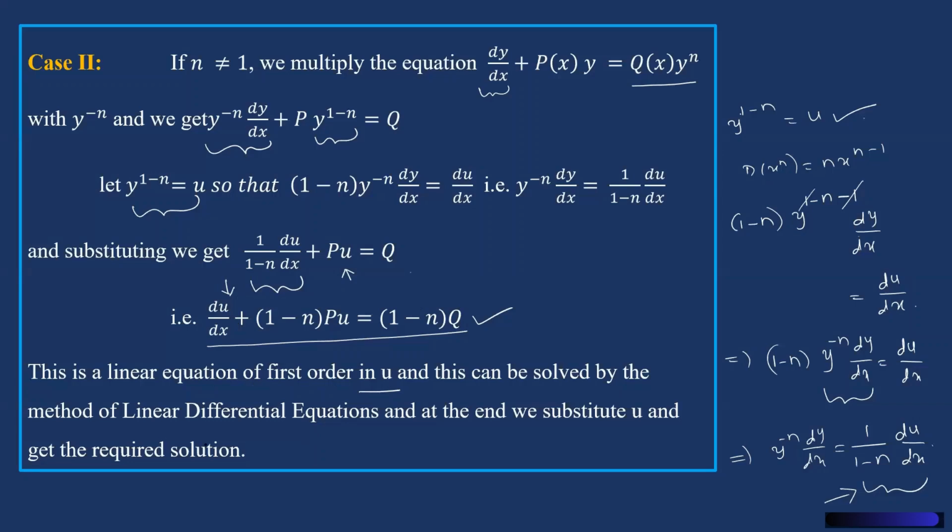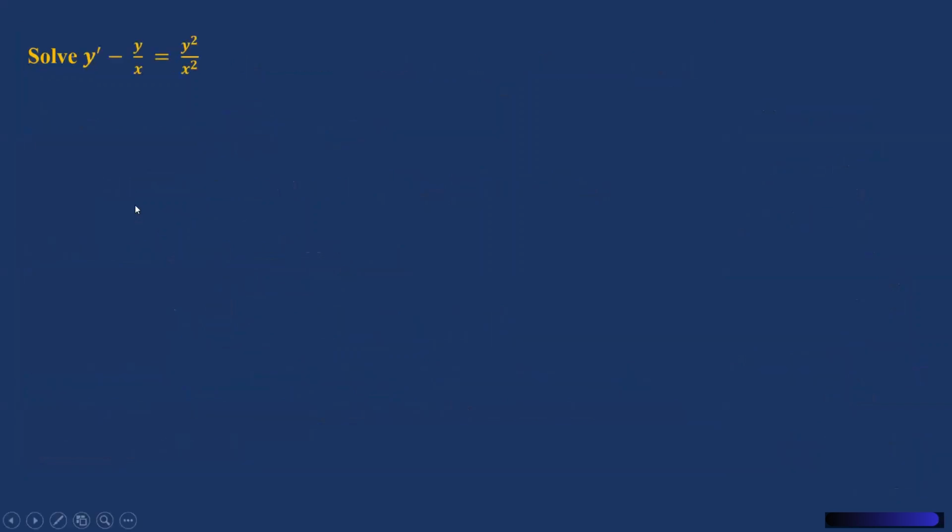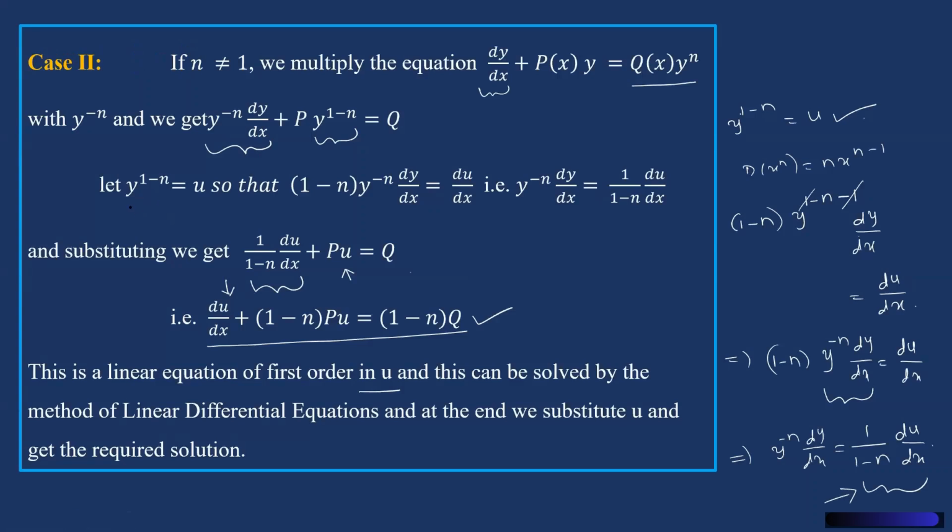And after getting the solution for the linear differential equation, to get the solution of the original differential equation, we replace this u by y to the power of 1 minus n. Right? So whatever transformation we considered earlier, we just resubstitute that to get the solution in terms of y. So this is how simply we solve Bernoulli's differential equation.